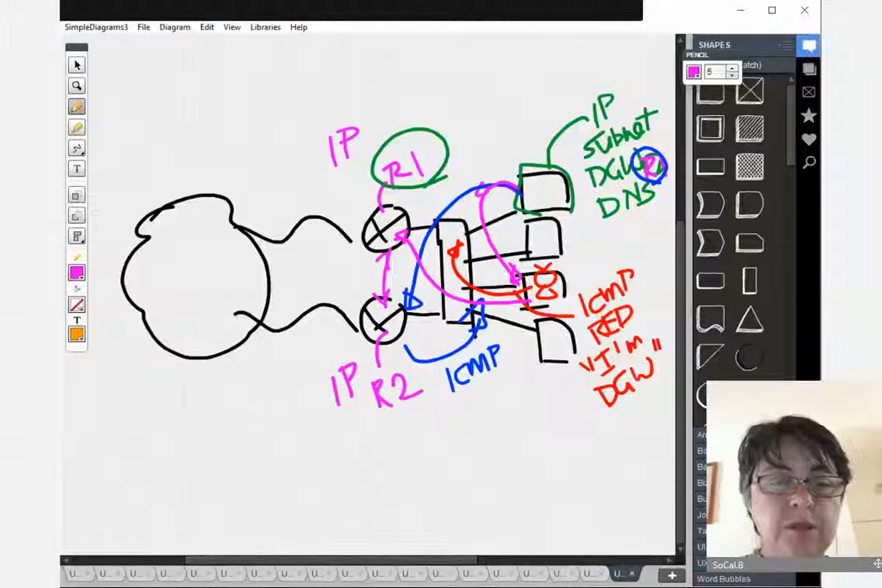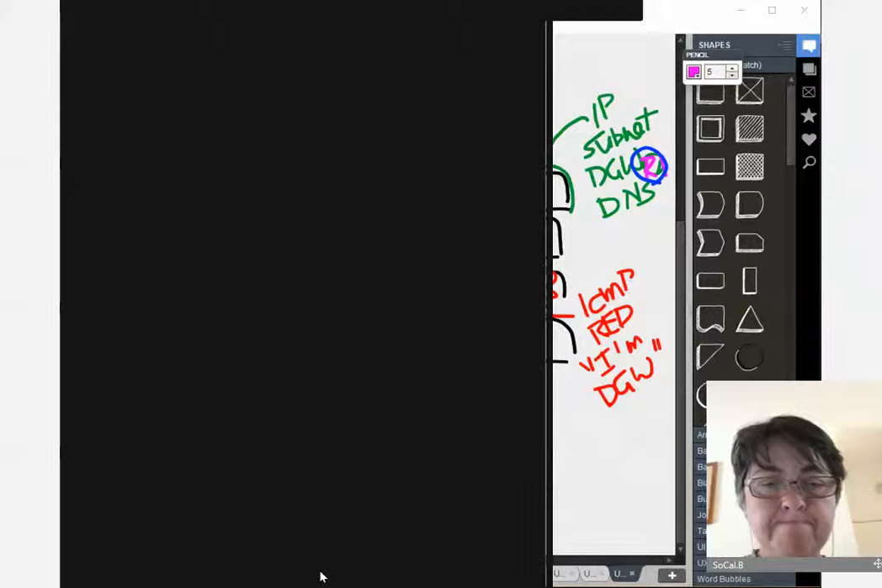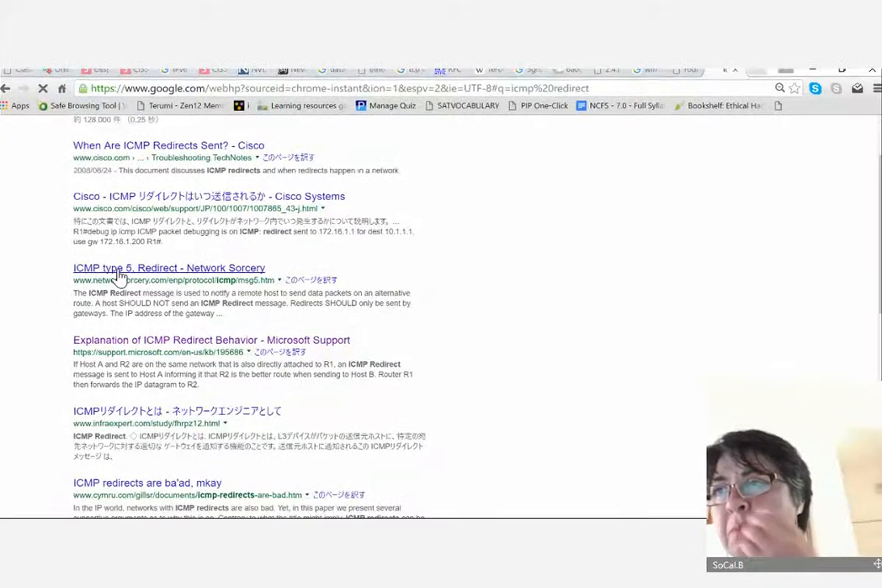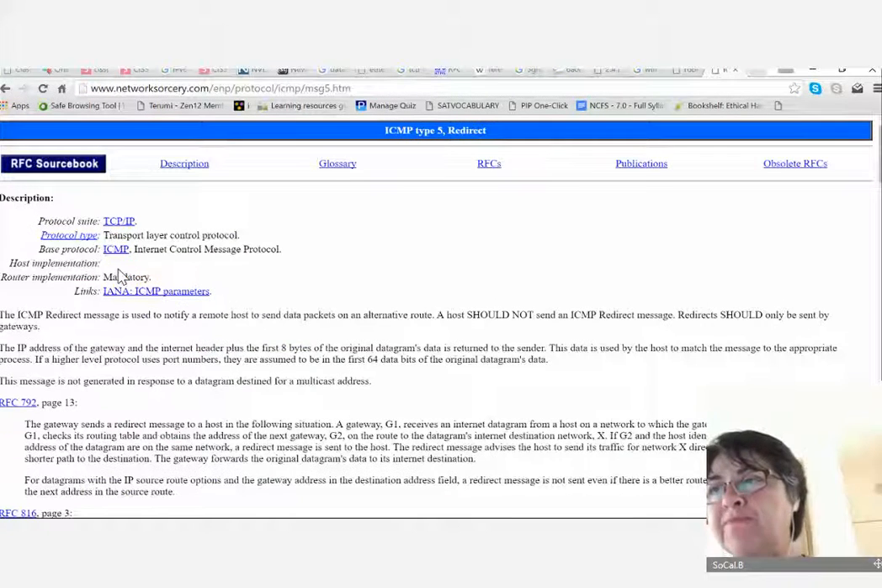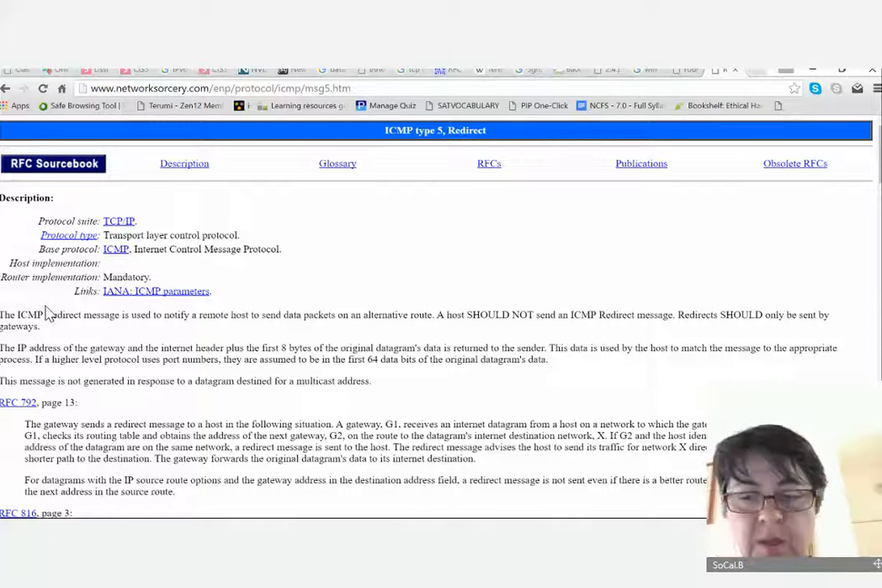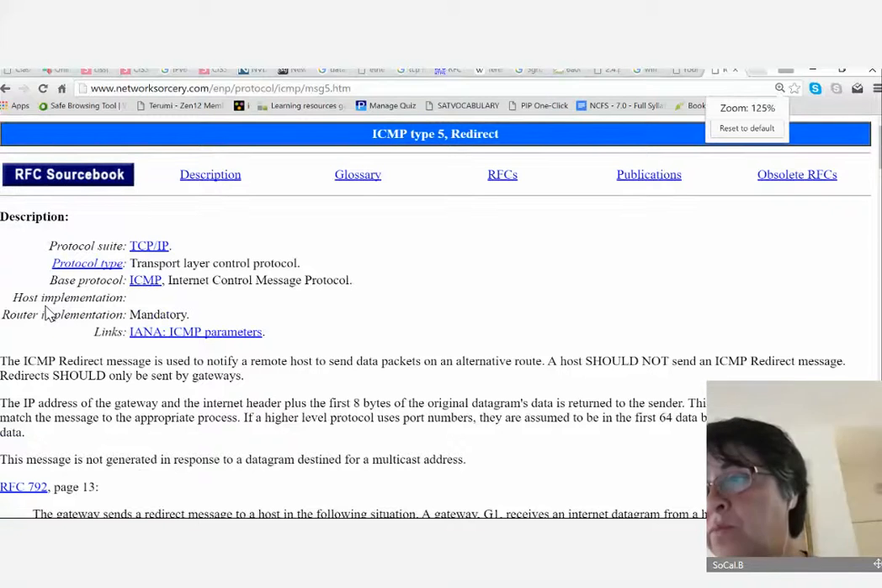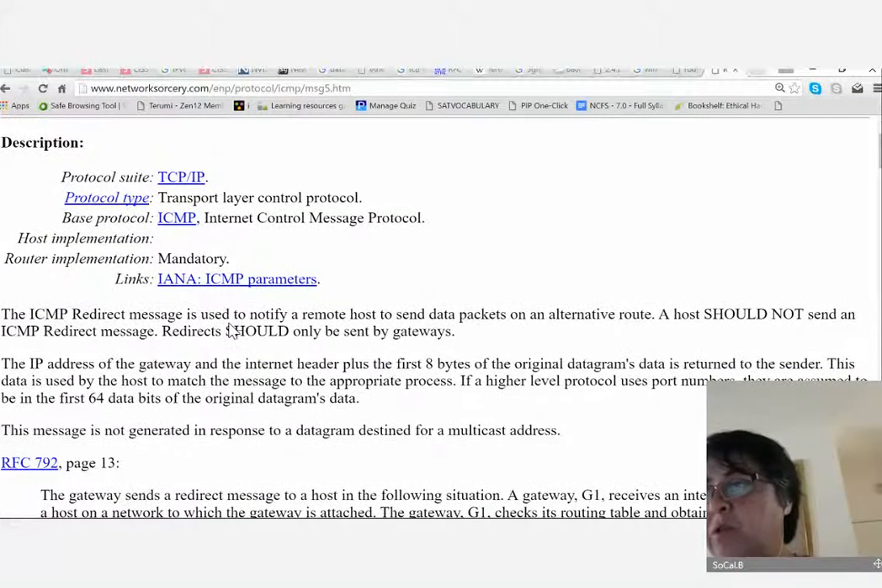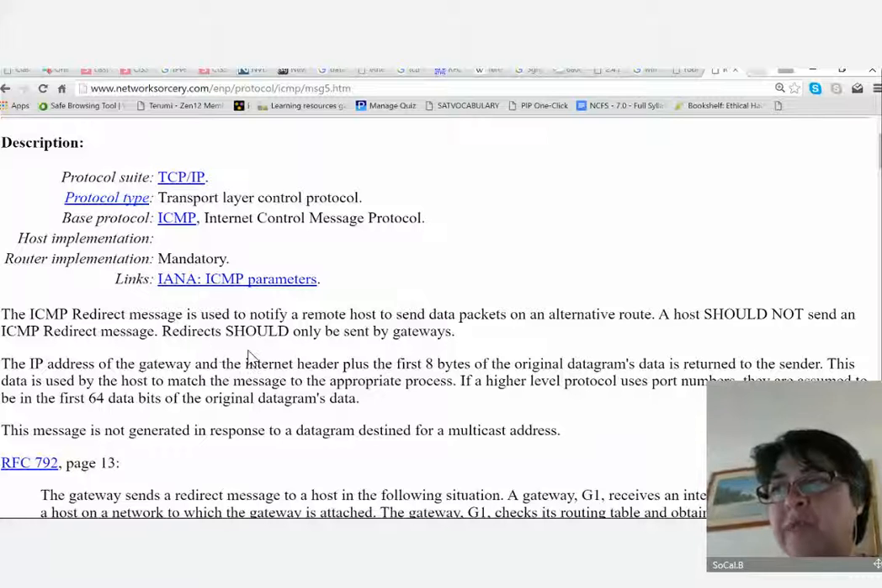Let me just go ahead and show you the write-up on that. So it's the ICMP type 5. Here it says the ICMP redirect message is used to notify the remote host to send the data packet on the alternative route. A host should not send an ICMP redirect message. Redirect should only be sent by the gateways, right? It says it should not.